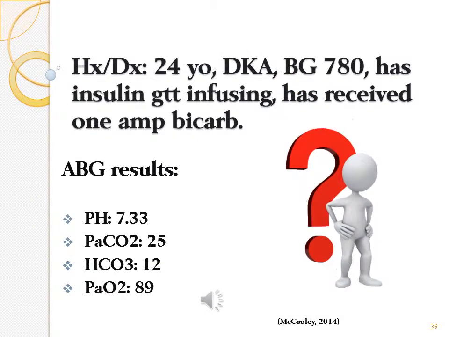This patient has a diagnosis of DKA. Blood sugar is 780, and he has an insulin drip running already. He's received 1 amp of bicarbonate. His ABG results are pH of 7.33, PaCO2 is 25, bicarbonate is 12, and PaO2 is 89.